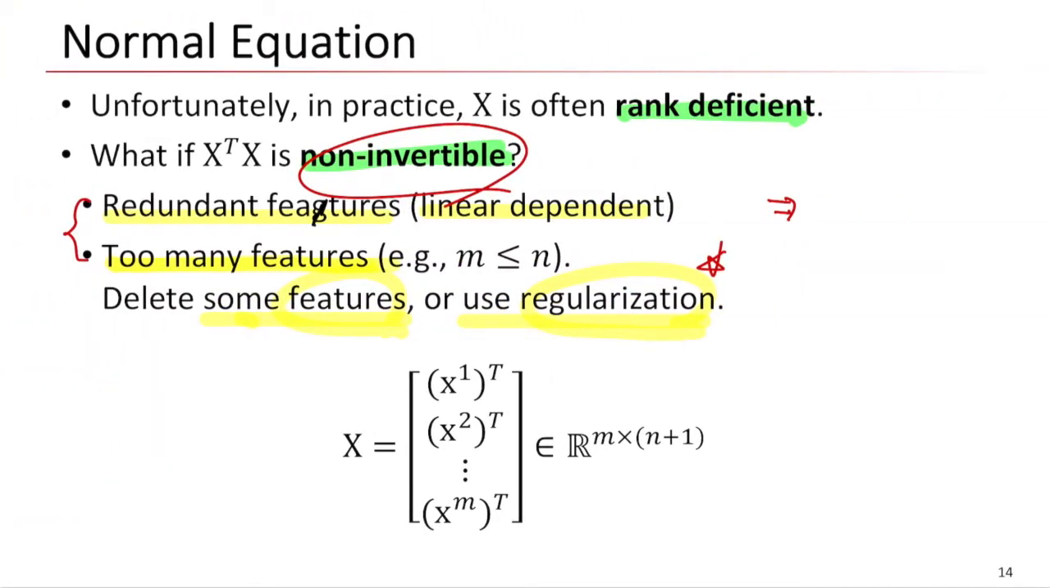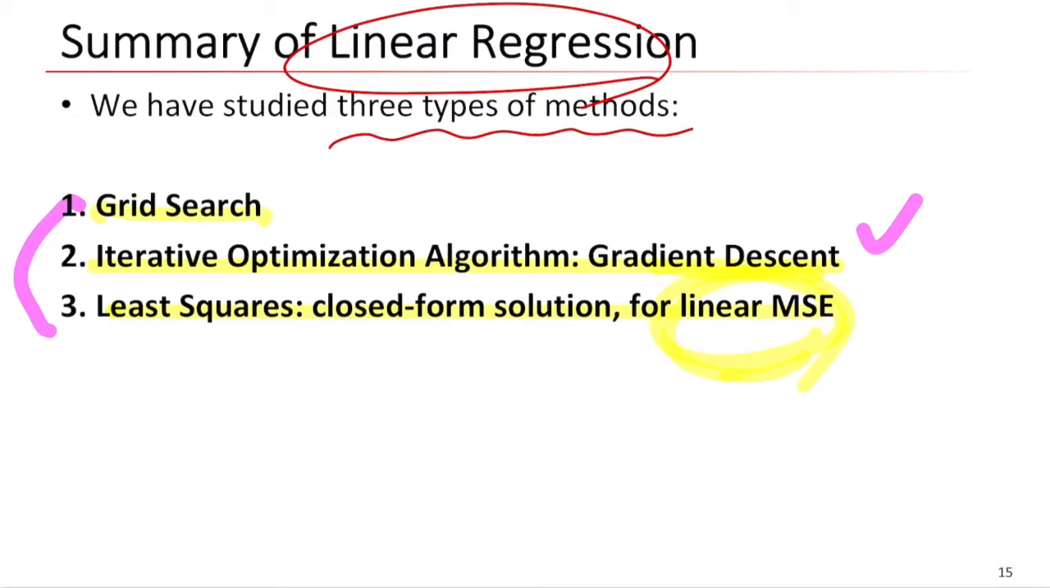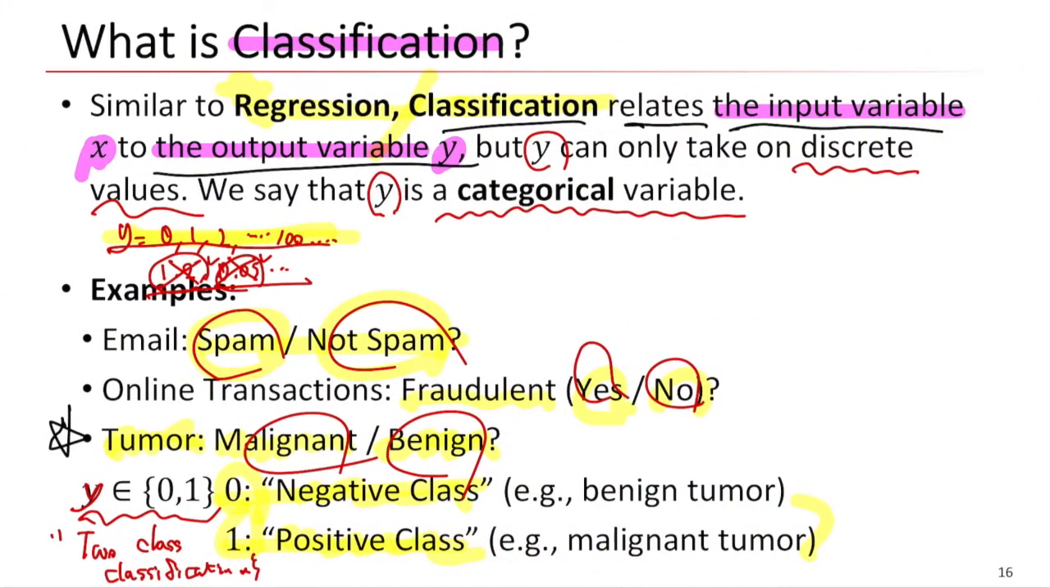So yeah, it was the summarization of the linear regression problem. And what was the classification? Classification is to relate the input variable x to the output variable y, but in this case, y is the discrete variable, or in other words, y is the categorical variable. For example, in the binary classification case, y should lie in 0 or 1. So 0 means the negative class, and 1 means the positive class, okay?